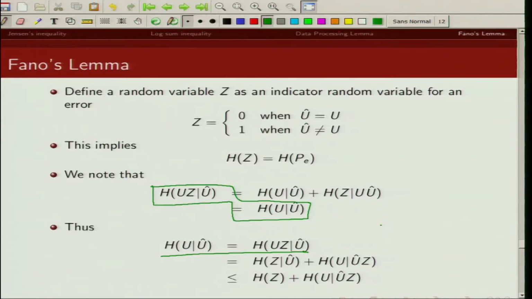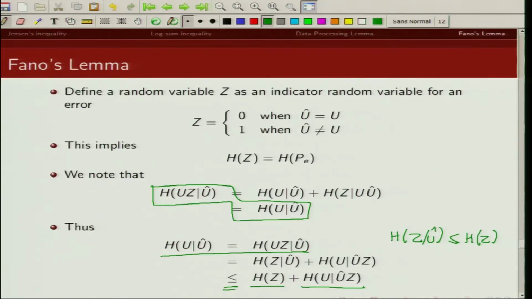Now uncertainty, we know that conditioning cannot increase uncertainty, so H(Z|Û) has to be less than or equal to H(Z). So then I can write this term as less than or equal to H(Z) plus H(U|Û,Z).